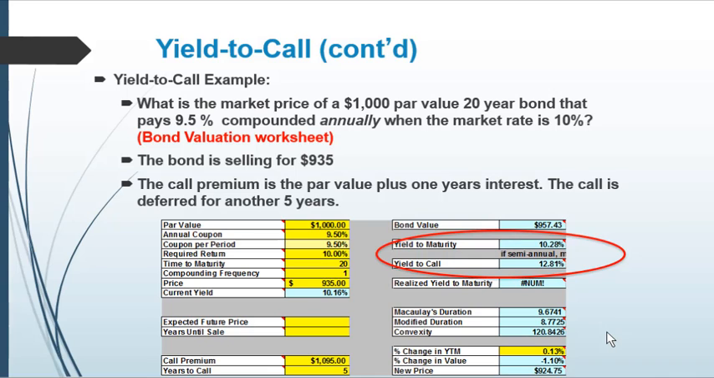So that's the end of this video. We're going to continue talking about more return calculations, and we'll also talk about some strategies with respect to bond investment.